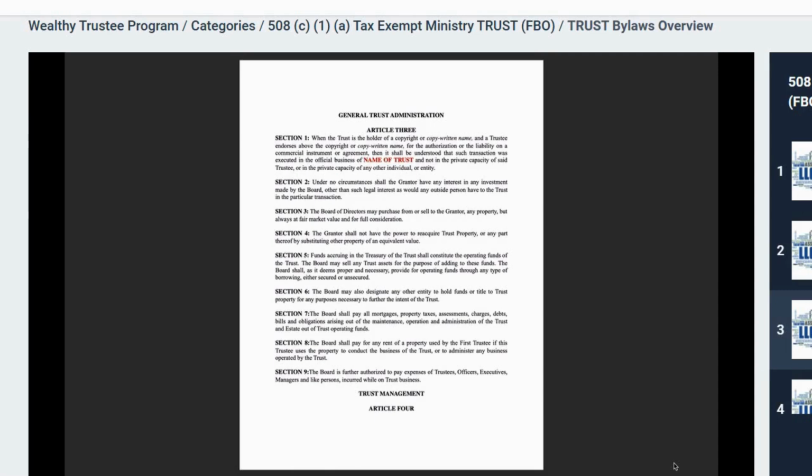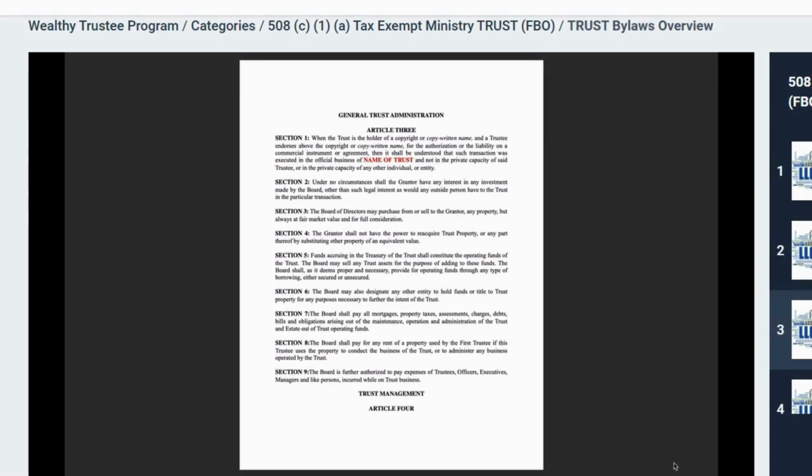Section 3. The Board of Trustees or Directors may purchase from or sell to the grantor any properties, but always at a fair market value. Section 4. The grantor shall not have the power to reacquire trust property. So once the trust property is given to the trust by the grantor, they cannot take it back.